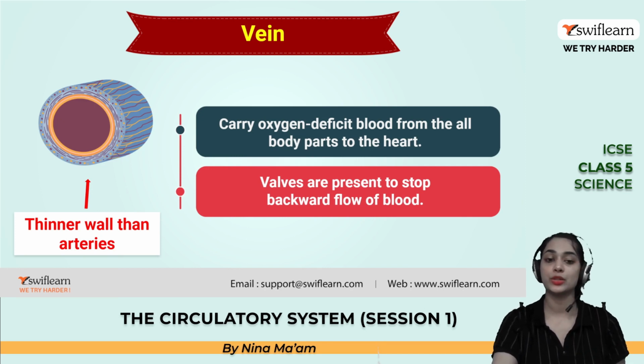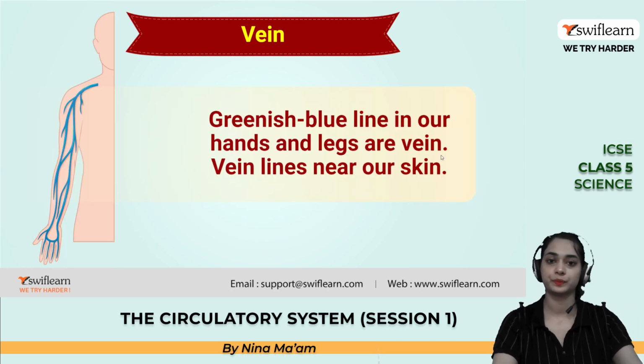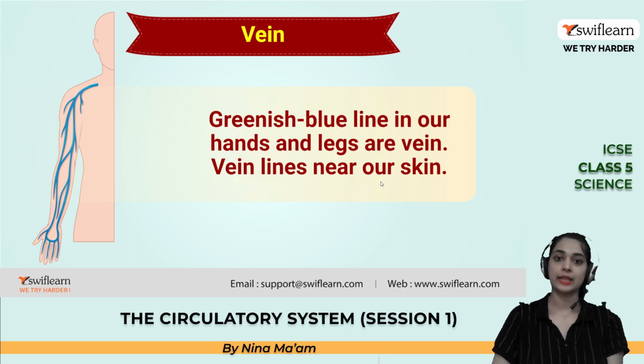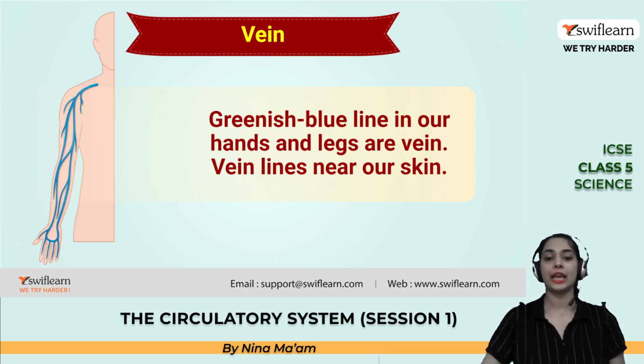The valves are present to stop backward flow of the blood. We have valves in the veins which help to stop the backward flow of the blood. As we mentioned earlier, there is only one direction for the blood flow. Here we can see that the greenish blue lines in our hands and legs are veins. Veins lie near our skin. When you look at your skin on the hands and the legs, you can see the veins. They can be in different colors such as green, blue, or a mix of both.